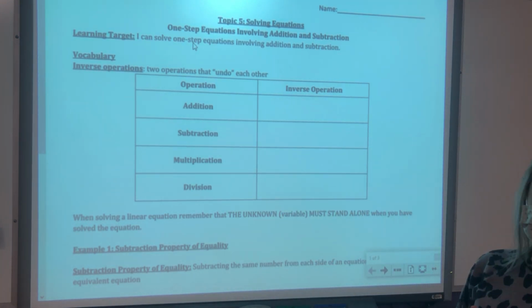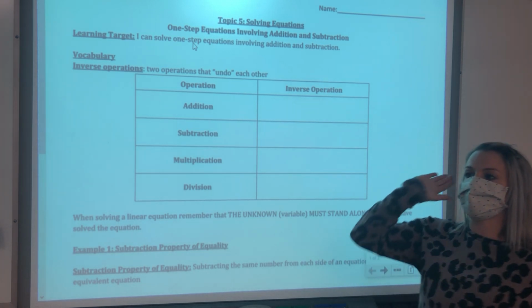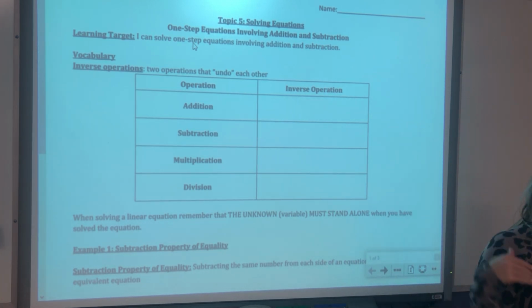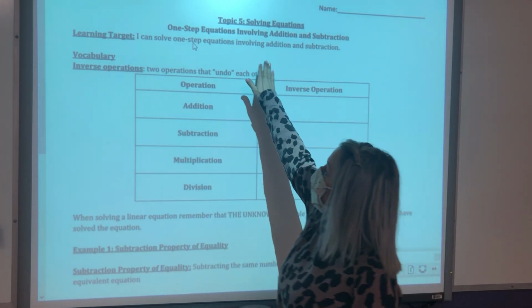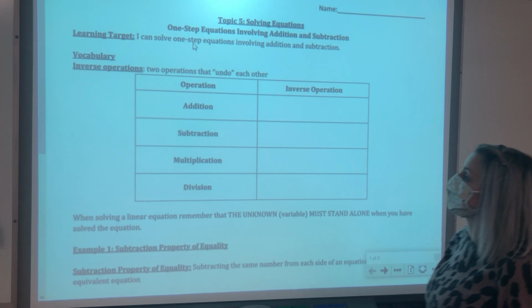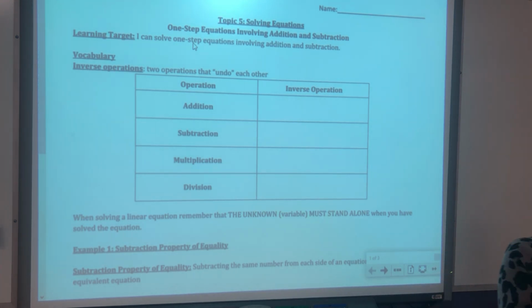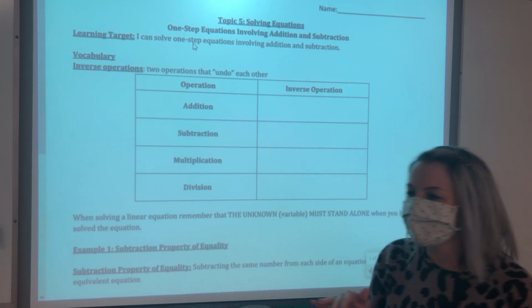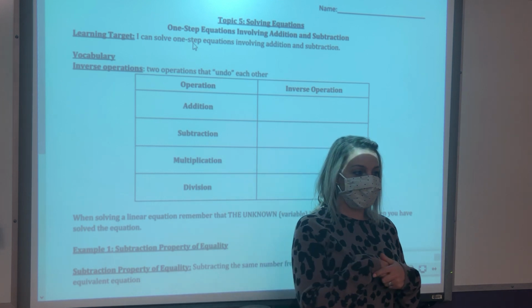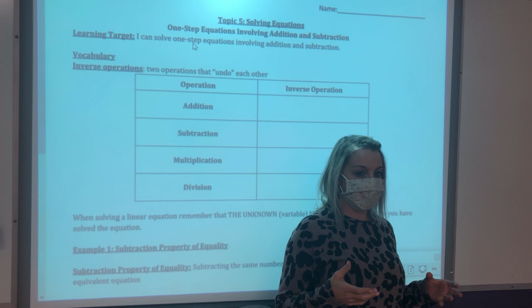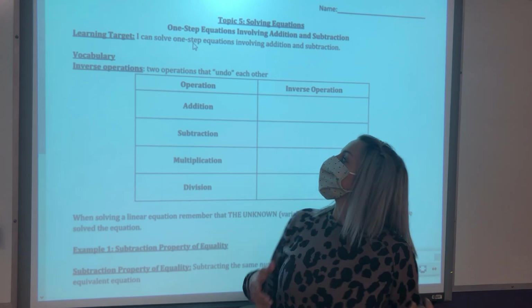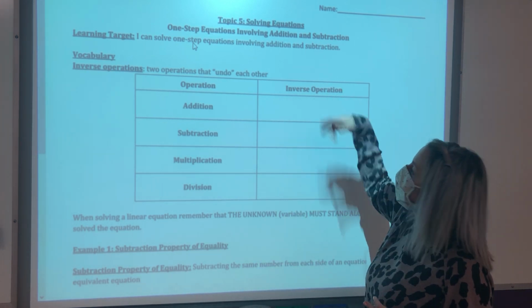So we are going to start with solving equations. We're going to start with one-step equations. We're going to do one-steps all week. Our quiz will be next Tuesday. Our learning target for today: I can solve one-step equations involving addition and subtraction. Today and tomorrow is only addition and subtraction. Wednesday and Thursday is multiplication and division, and then Friday we're going to do an activity that has both of them.